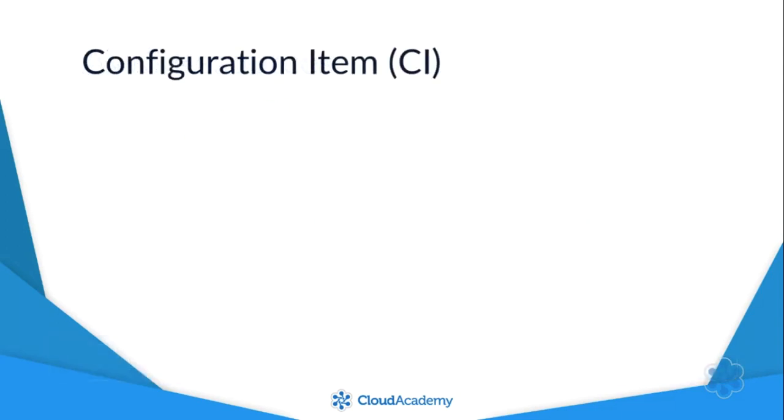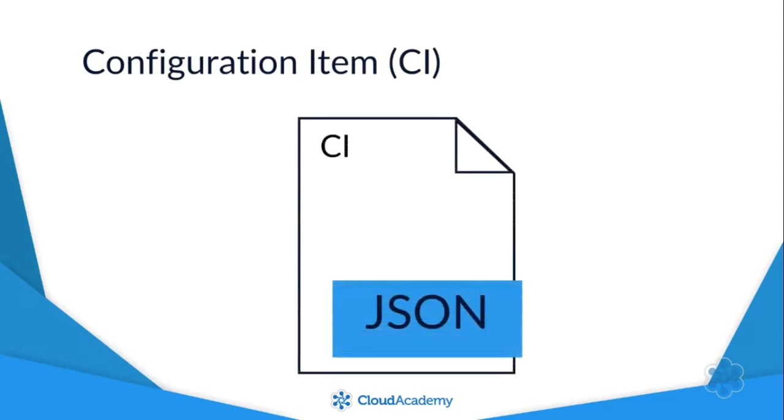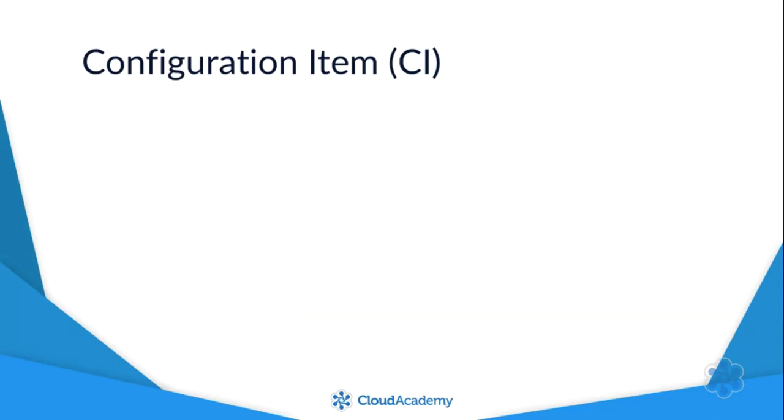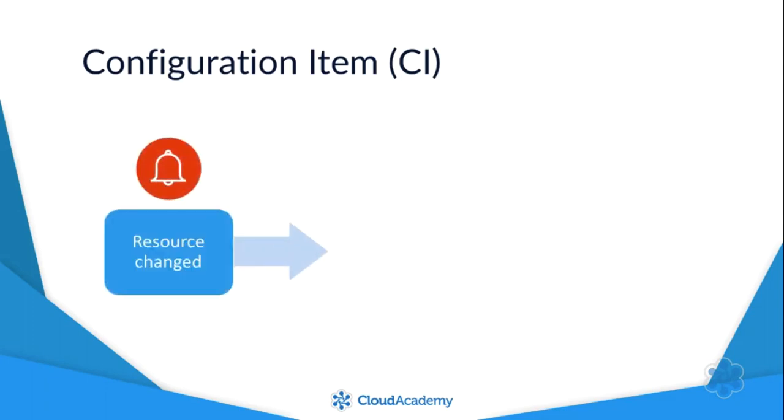A configuration item, or CI as it's known, is a key component of AWS Config. It is comprised of a JSON file that holds the configuration information, relationship information, and other metadata as a point-in-time snapshot view of a supported resource. All the information that AWS Config can record for a resource is captured within the CI. A CI is created every time a supported resource has a change made to its configuration in any way.